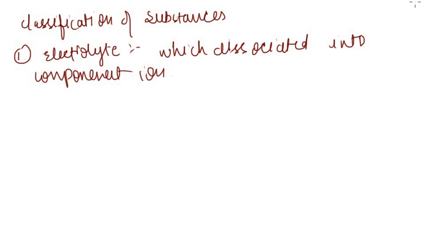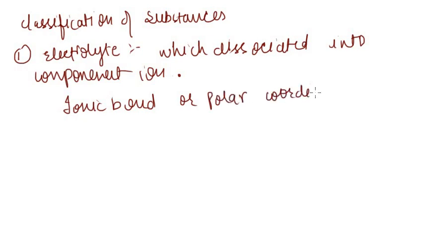So which are the electrolytes? What are the types of bond between the elements of the electrolyte? It could be an ionic bond, or it could be a polar coordinate bond. Like in the case of ionic bond, NaCl is an electrolyte, or with polar bond, HCl, H2O. These are the electrolytes which dissociate into component ions.